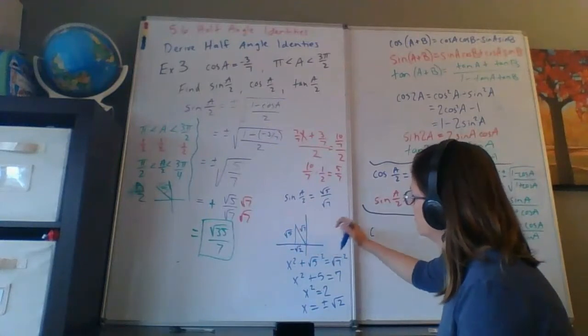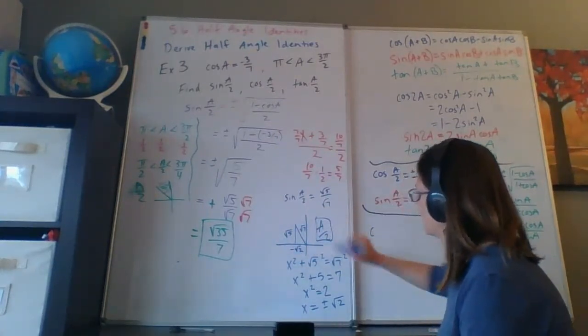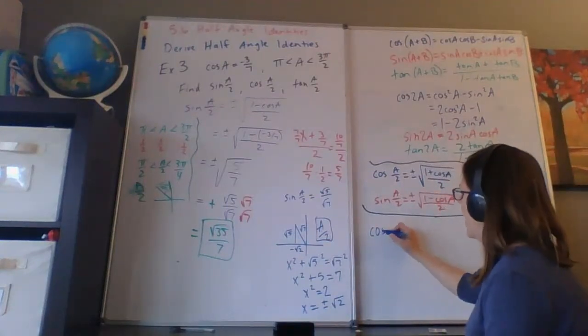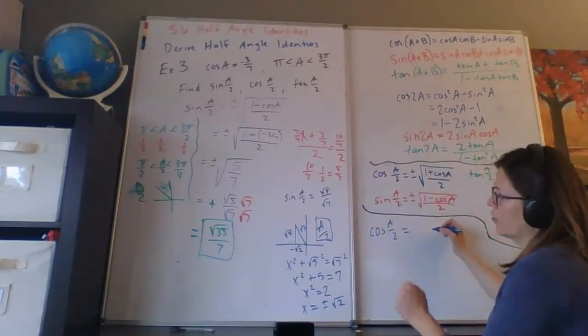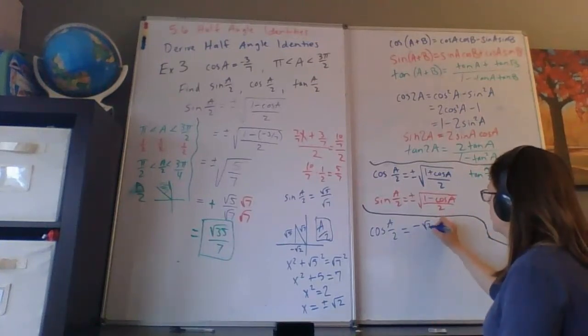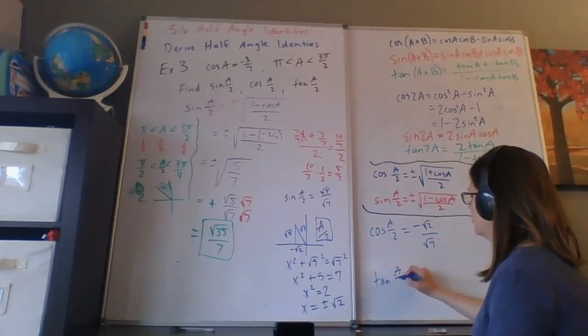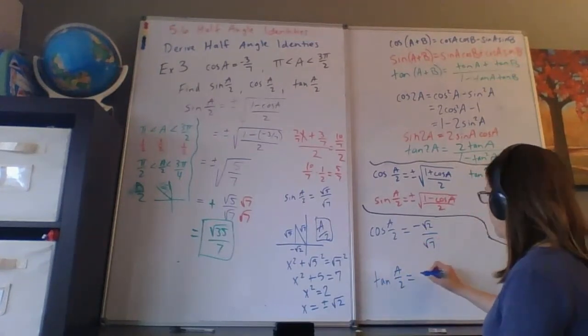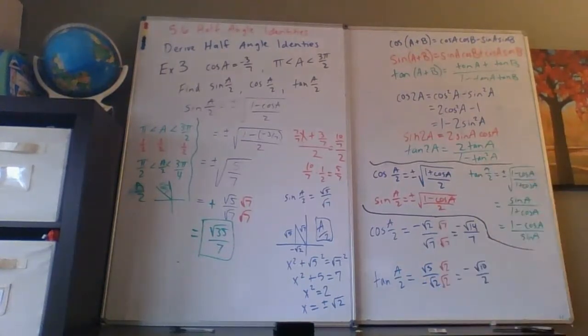Now remember, this picture here is our picture for the angle A over 2. So we can find cosine of A over 2 is x over r, or negative rad 2 over rad 7, and tangent of A over 2 is y over x, or rad 5 over negative rad 2. Cosine of A over 2 is negative rad 14 over 7, and tangent of A over 2 is negative rad 10 over 2.